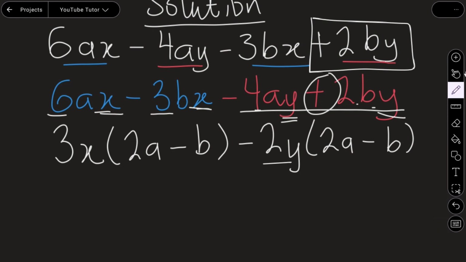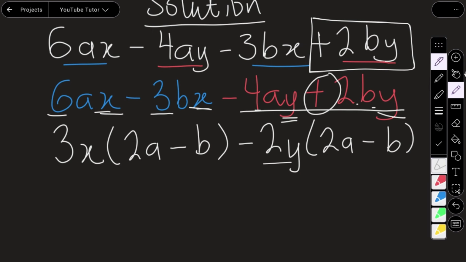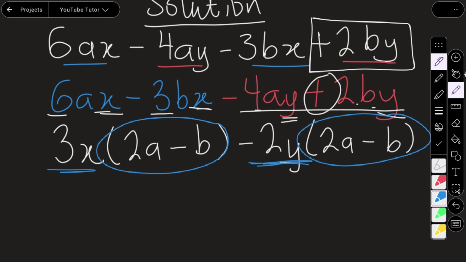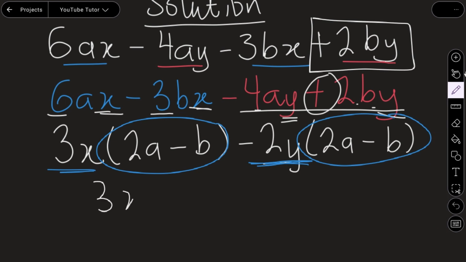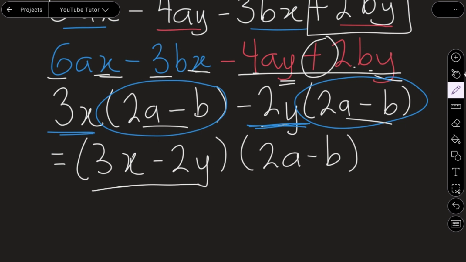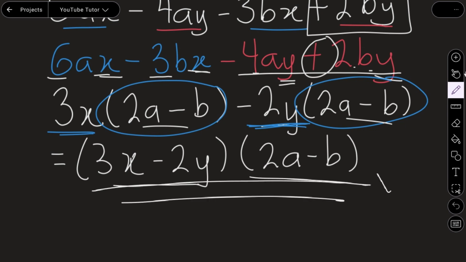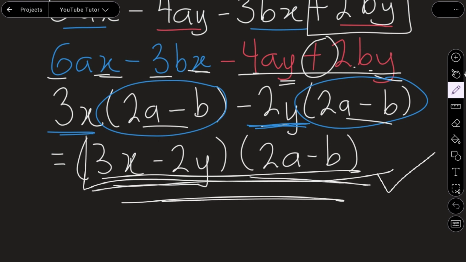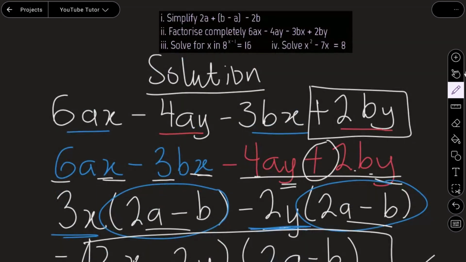So by continuing this, we are going to write these factors, 3x and 2y, whilst 2a minus b is common here. We just take one of them. So what I'm going to get is 3x minus 2y, and I'll put that in one bracket, and in another bracket we take one of these, 2a minus b. So now what do we have? We have 3x minus 2y and 2a minus b, which gives us our final answer. So factorizing this one completely, this is what you get. When you expand this, you are going to return back to this question they give us.